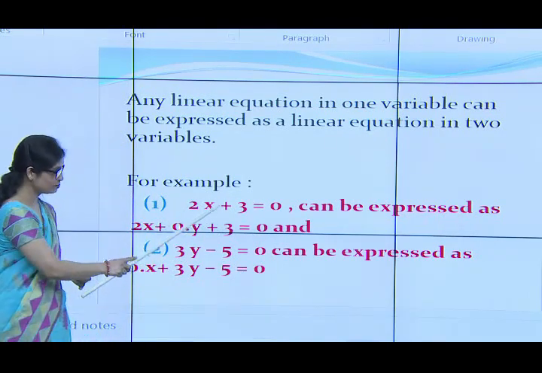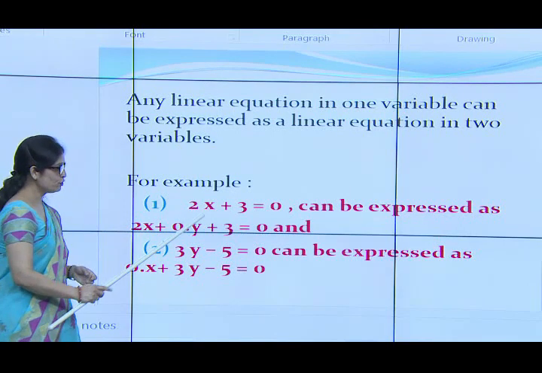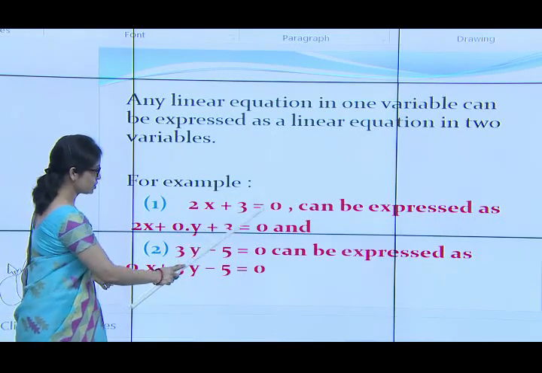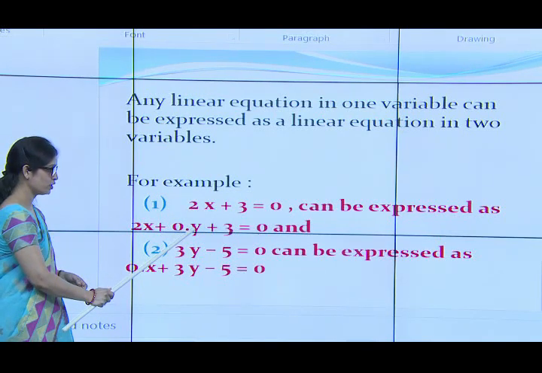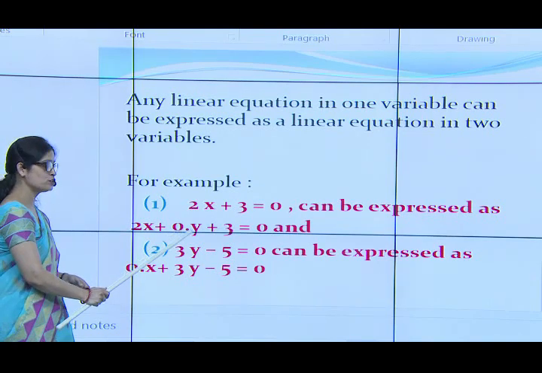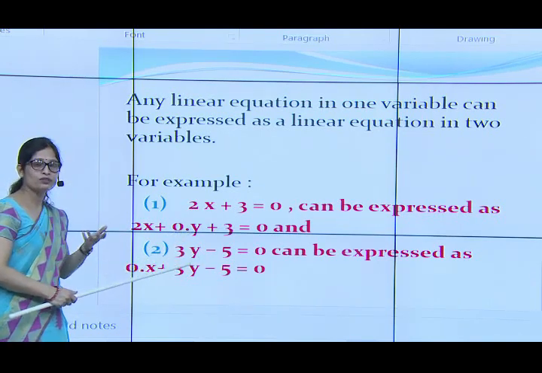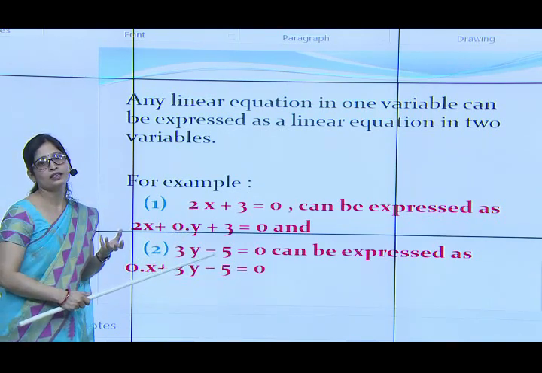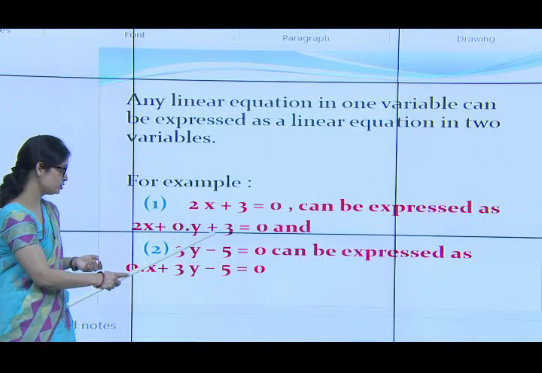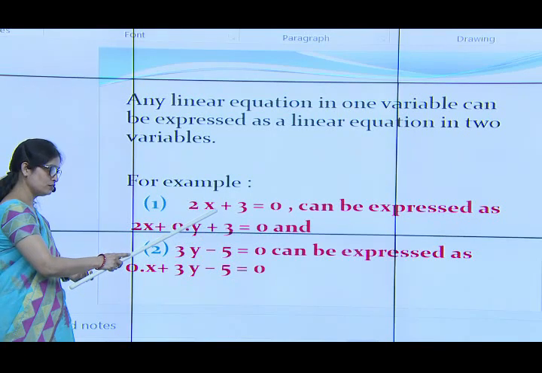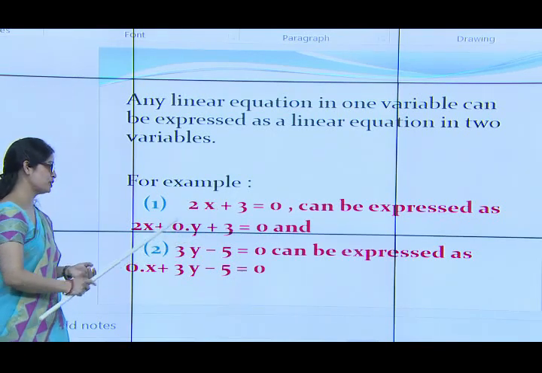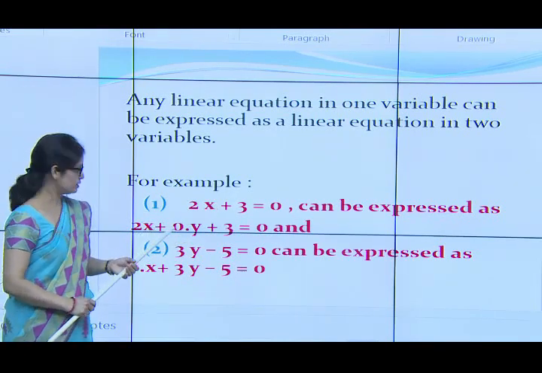So here the variable y is missing. If we want to express this equation in two variables, we will write this missing variable like this: 0 into y, because ultimately 0 into y is 0. So there will be no change in the required equation. Your equation will be as it is. So in this way, this one variable equation can be expressed in two variables.